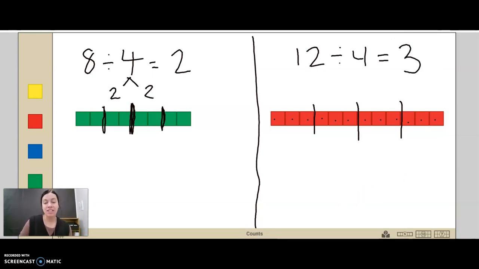So again, this strategy is very similar to the double and double again strategy. It's just the opposite. Instead of thinking about multiplying by 2 twice, we're thinking about dividing by 2 twice.